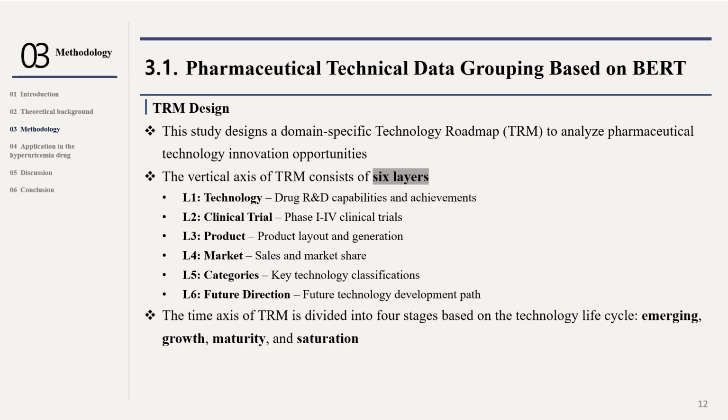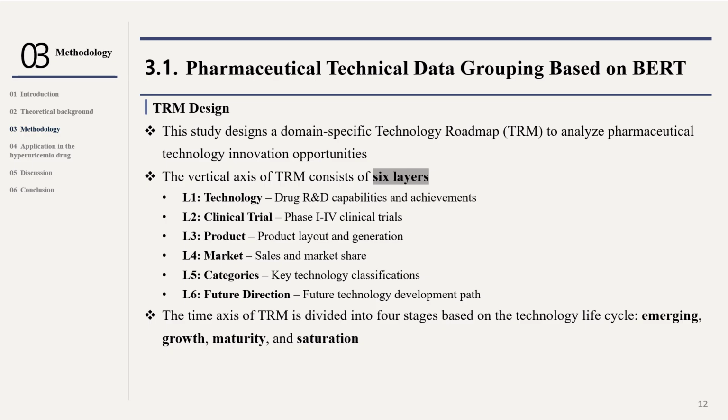This TRM is designed specifically to analyze pharmaceutical technology innovation opportunities. The vertical axis of the TRM consists of 6 layers. The first layer is technology, which represents drug research and development capabilities and achievements. The second layer is clinical trial, which includes phase 1 to phase 4 clinical trials, and the third layer is product, which focuses on product layout and generation.